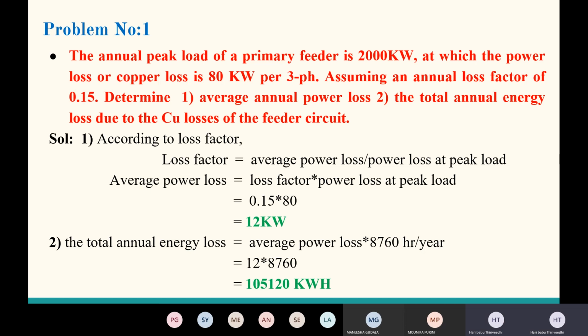Second one, load diversity: sigma i equal to 1 to n Di minus Dg, the sum of maximum demands minus the maximum demand. The sum of maximum demands is 6000. The maximum demand is 4800, that is the real power. So load diversity is equal to 6000 minus 4800, that is equal to 1200 kilowatts.